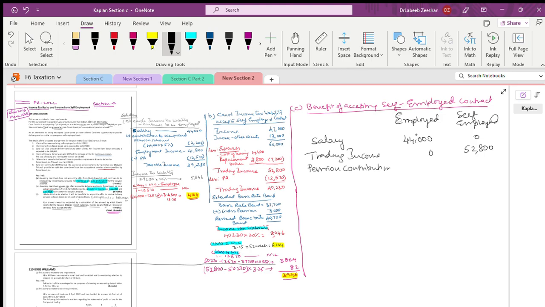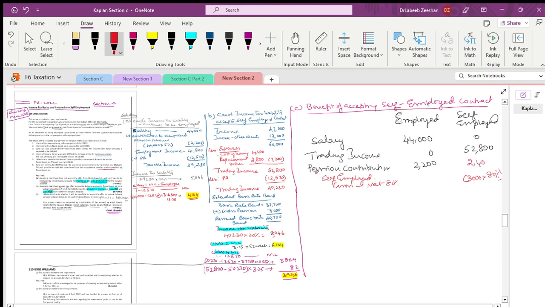Next, pension contribution. How much is the pension contribution? Pension contribution is 2,200. Fine. Whereas in the self-employed, it is gross. Okay, self-employed, I am writing here with a different ink. We have to take net. Net means 80%. Fine, I am writing here 3,000 times 80%. It comes to 2,400. Be very clear about this. Directly, most of the time we will take directly 3,000.